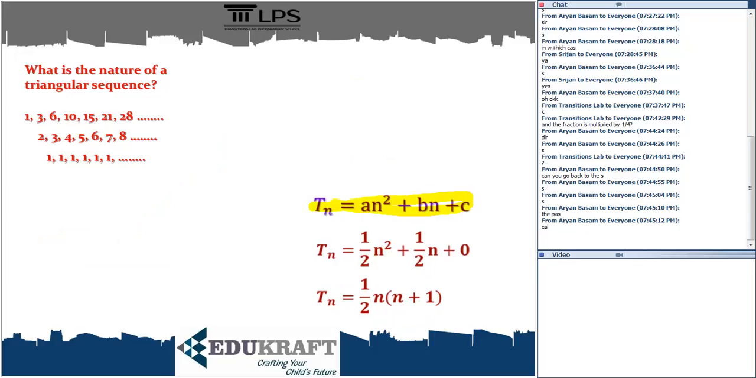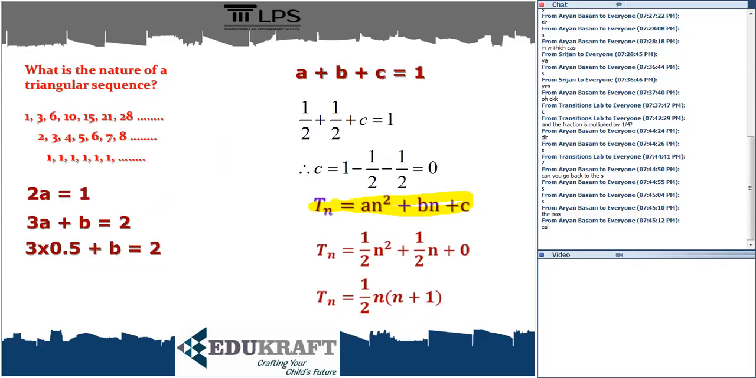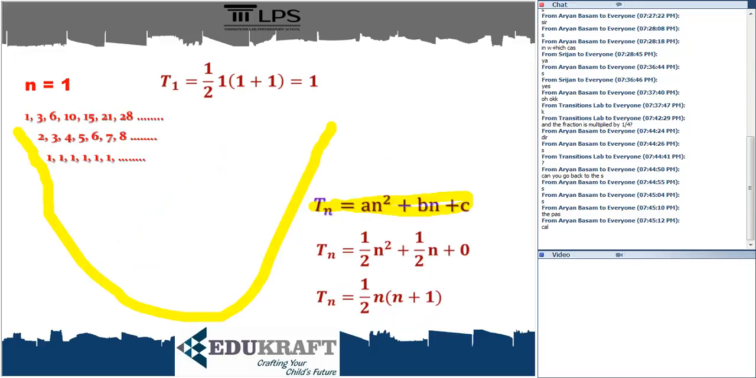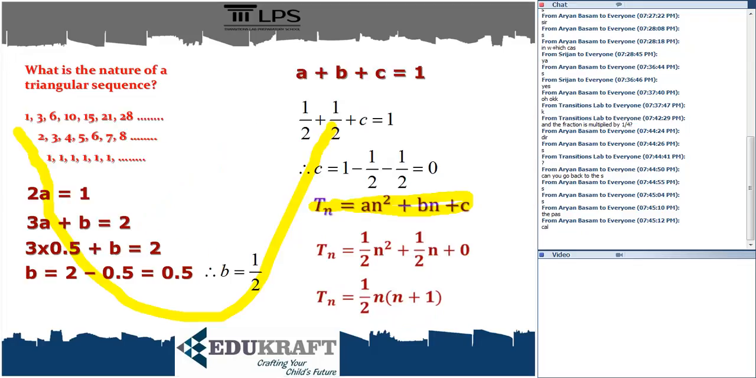And then we also found out last time that we can simply use formulas like these. We can simply use formulas, that is, one is this one, 2a is equal to 1. Then we can use the formula 3a plus b is equal to 2, that is this 2 we are talking about. And then a plus b plus c is equal to 1.